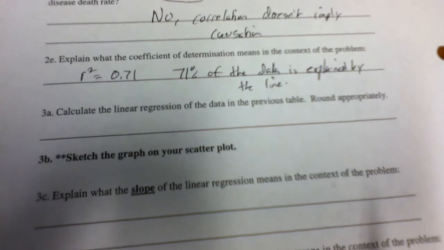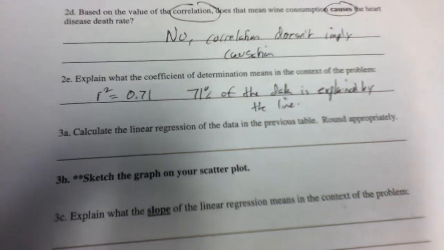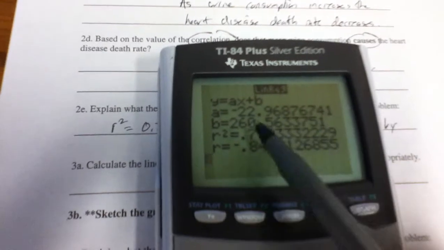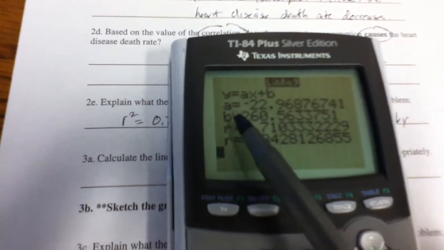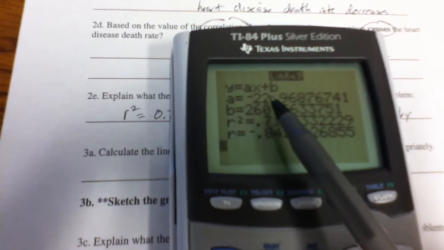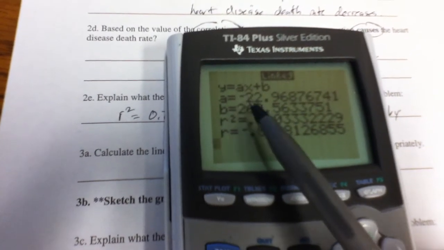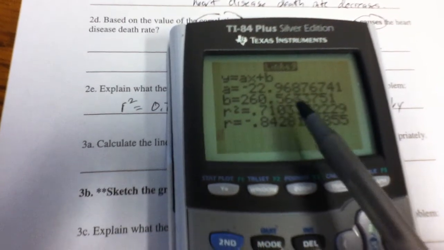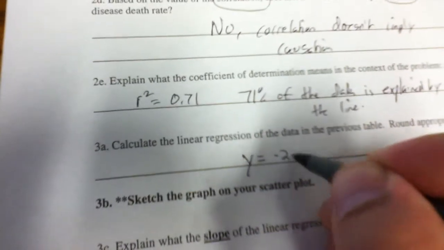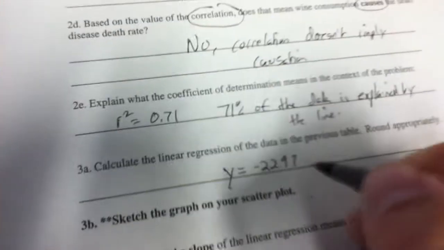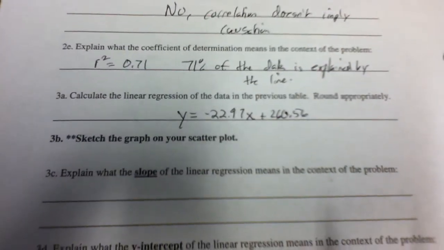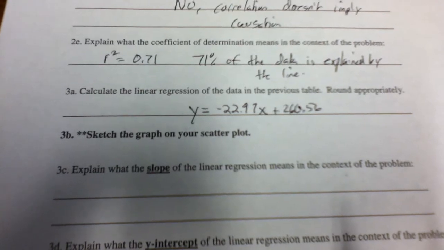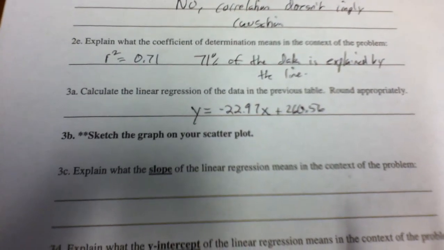The next question says, calculate the linear regression. Going back to our calculator, we did linear regression earlier, and we have y equals ax plus b. We need to put the a in for a and the b in for b, rounding appropriately to 3 decimal places. So the linear regression is y equals negative 22.97x plus 260.56. Don't forget to put the x.